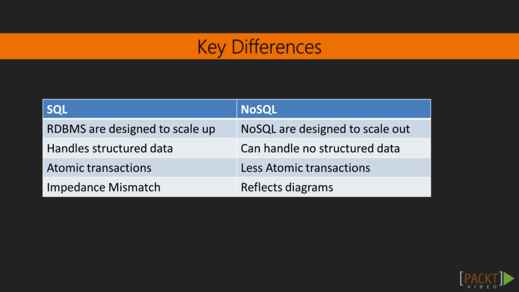Another key difference is that SQL handles atomic transactions. So a series of events might need to occur before a transaction is considered successful. It's either all or nothing. Whereas with NoSQL, that's not always the case. It's not so absolute. And the last key difference is that for SQL, there's the concept of impedance mismatch, which means that it stores data differently in the database than it would be reflected visually on a class diagram. However, with NoSQL, it's a little bit more intuitive and reflective of your code or class diagrams.